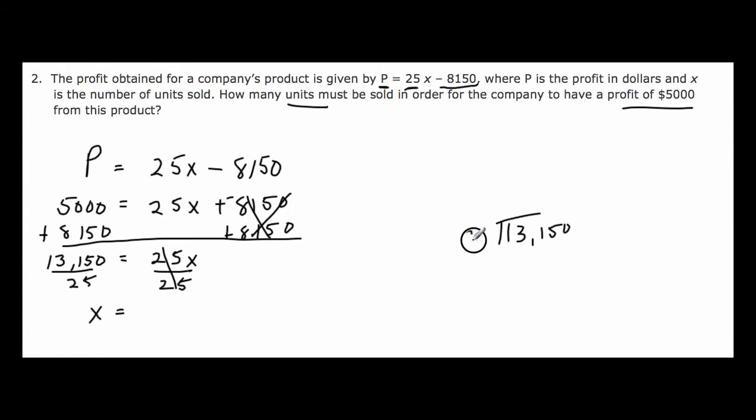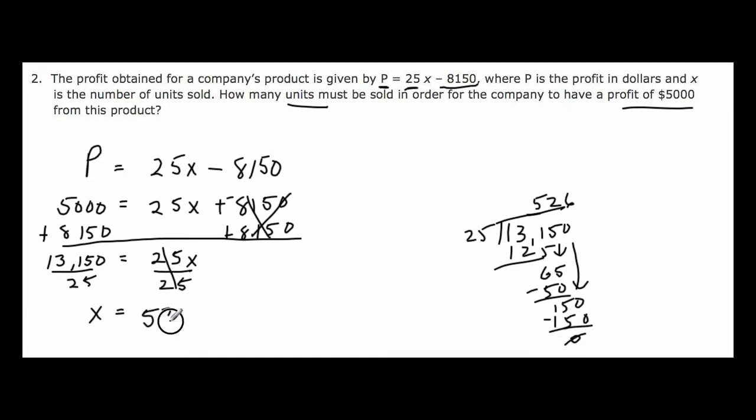And the number of products you need to sell would be 13,150 divided by 25. So that goes in there 5 times. That's 125. Bring that down. That goes in there twice. That's 50. And that goes in there 6 times evenly. So I need to sell 526 units of whatever it is I'm making. Number 3.